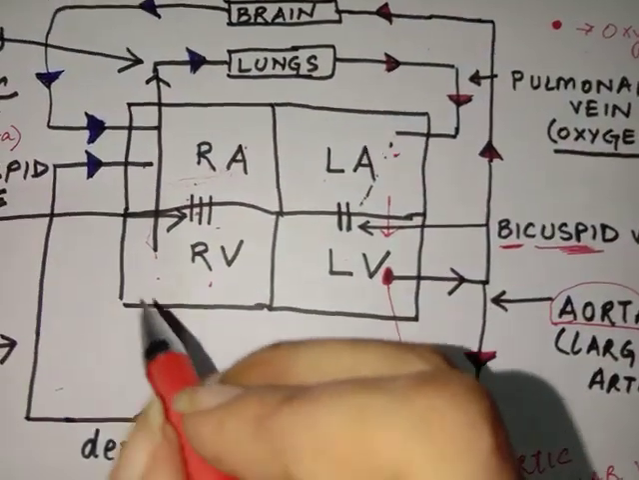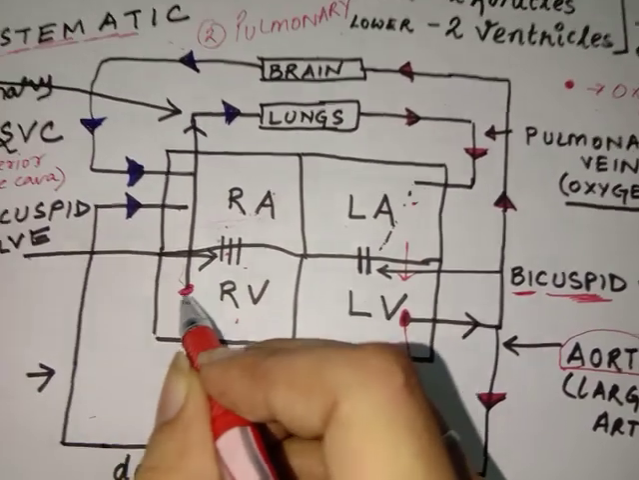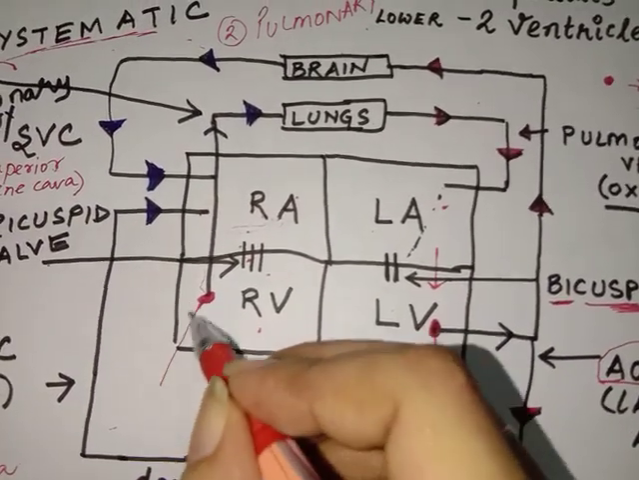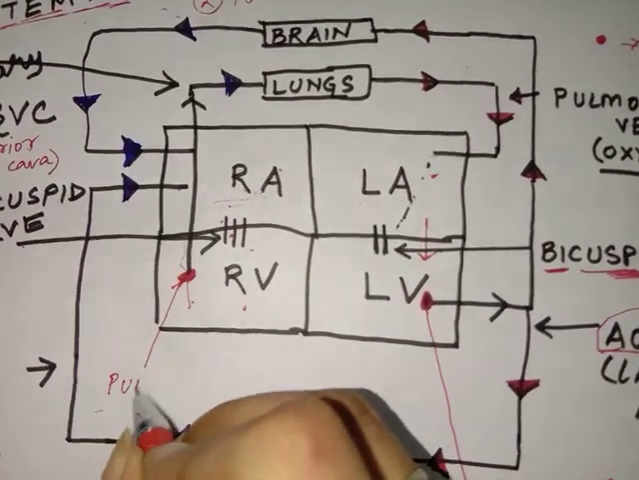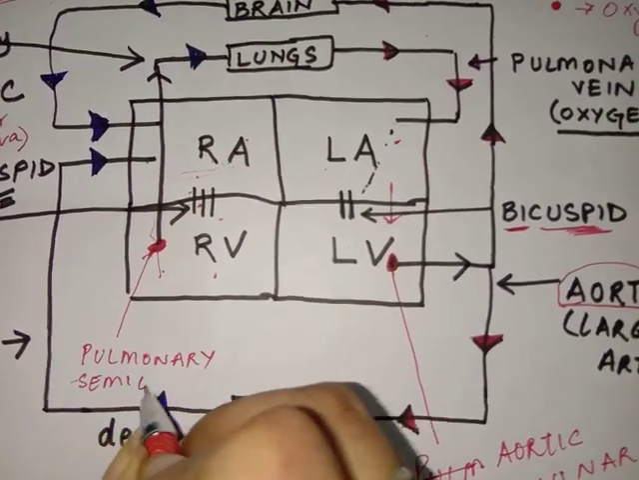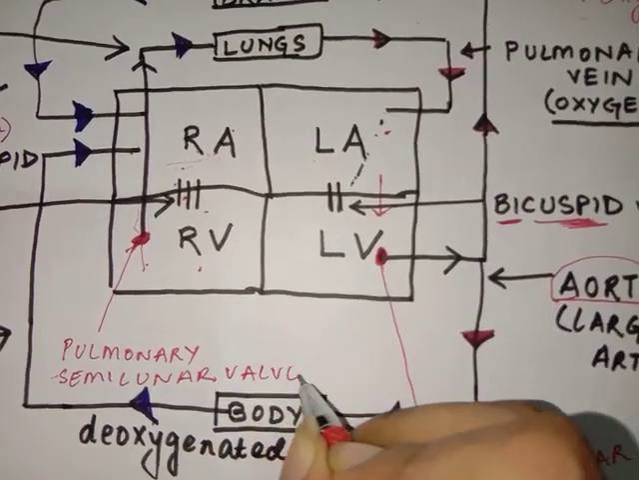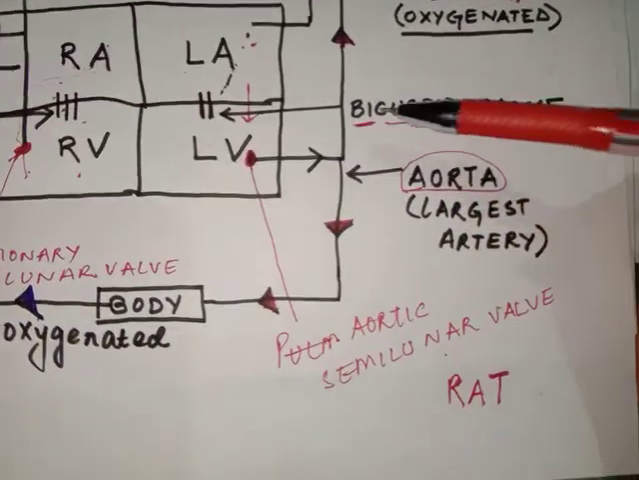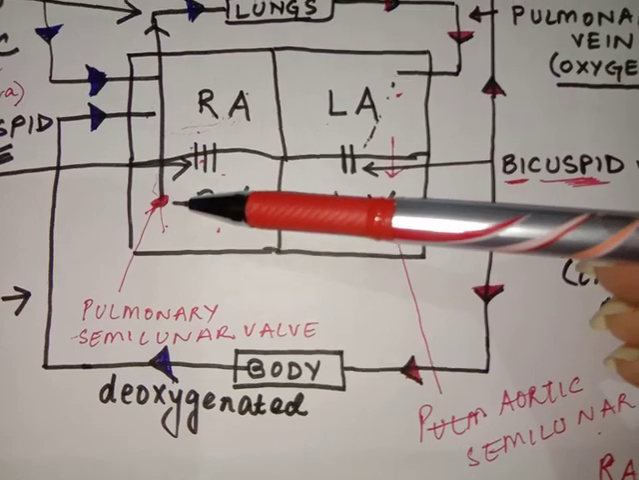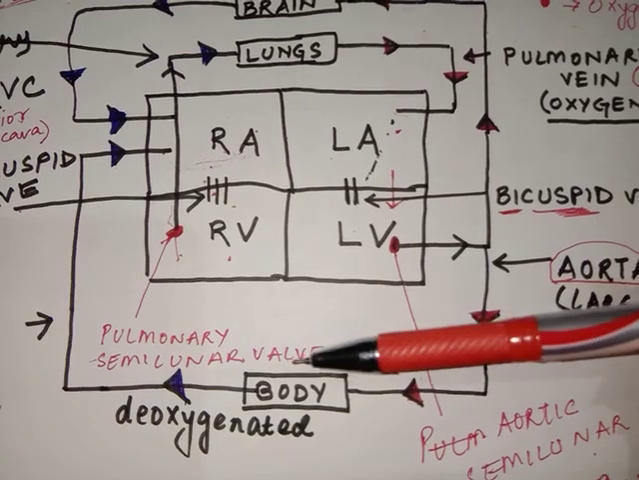And the valve present at the beginning of the pulmonary artery is known as the pulmonary semilunar valve. So at the beginning of the aorta, the valve is the aortic semilunar valve, and at the beginning of the pulmonary artery, the valve is the pulmonary semilunar valve.